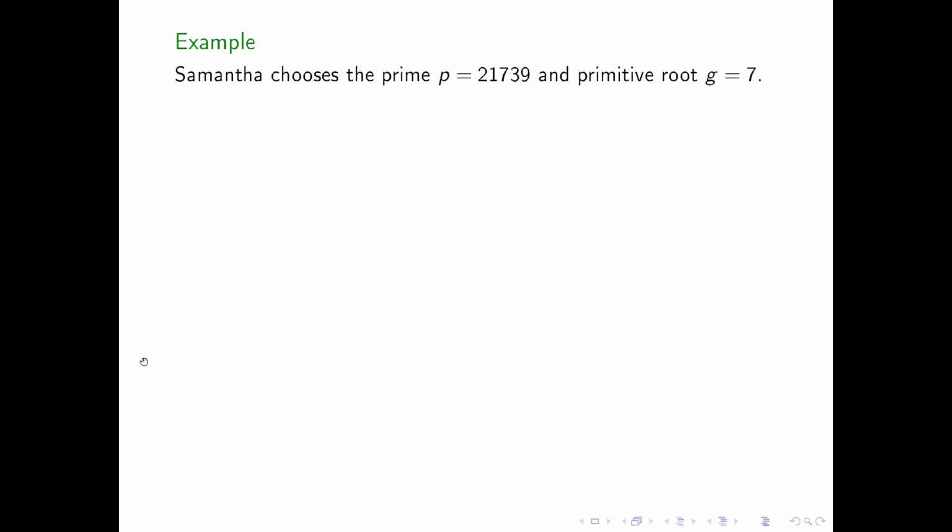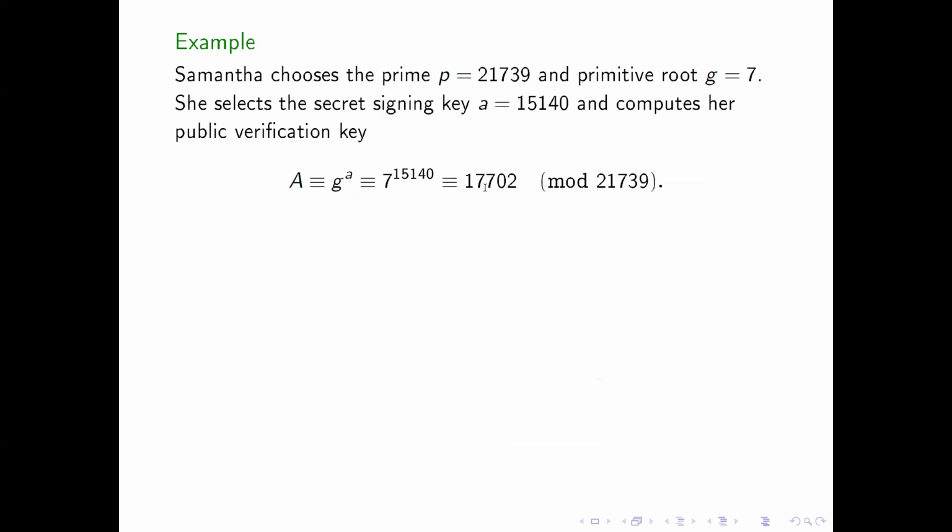So Samantha chooses the prime P, which is this 21,000. I won't read through all of it. And the primitive root G equals 7. She then picks a secret key, little a, which is 15,140, and computes big A, which is 7 to the little a, or 7 to 15,140, which comes out to be 17,702 mod P if you do the calculations. All of these first steps are just like all of El Gamal.